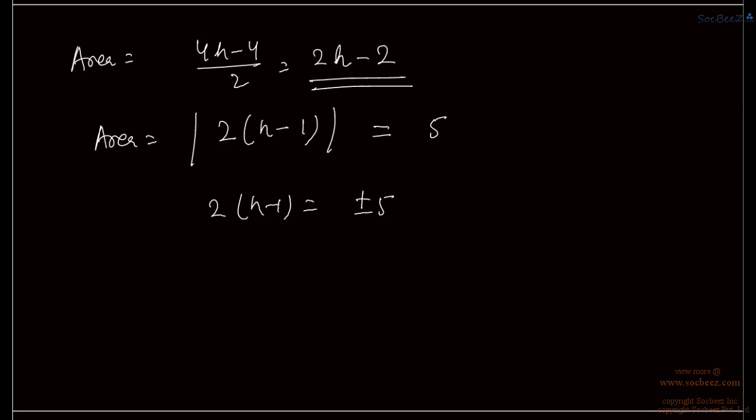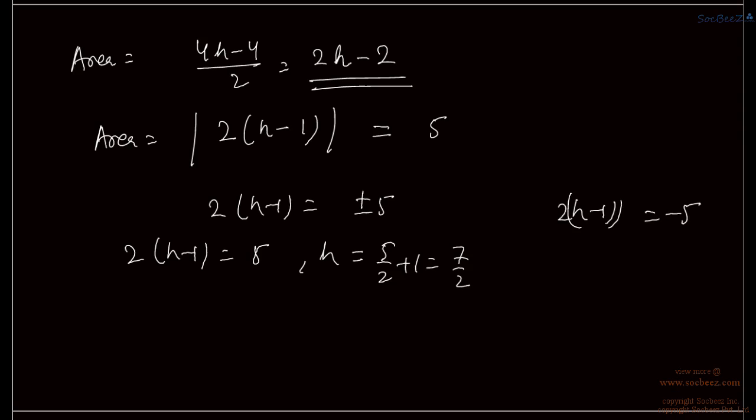Taking it as plus 5, 2 times h minus 1 is equal to plus 5, we have h is equal to 5 by 2 plus 1, which is 7 by 2. Or taking it as 2 times h minus 1 is equal to minus 5, we have h as minus 5 by 2 plus 1, which is equal to minus 3 by 2. So h is equal to 7 by 2 or minus 3 by 2, and k is equal to 3 plus h, right?